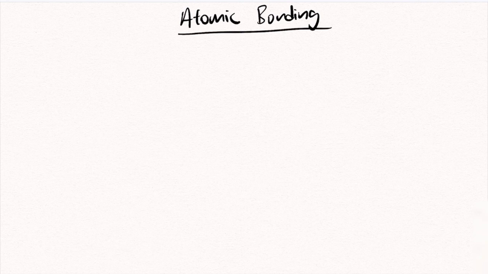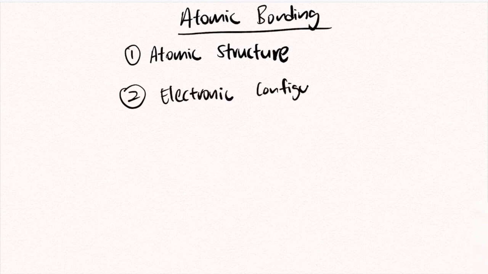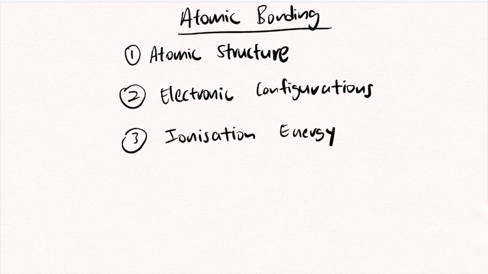For this topic, the first thing we need to know would be atomic structure. For this, we will learn about the protons, neutrons, and electrons. Secondly, we will need to learn about the electronic configuration of an atom. And lastly, we will need to learn about ionization energy. In this video, I'll be talking about atomic structure.